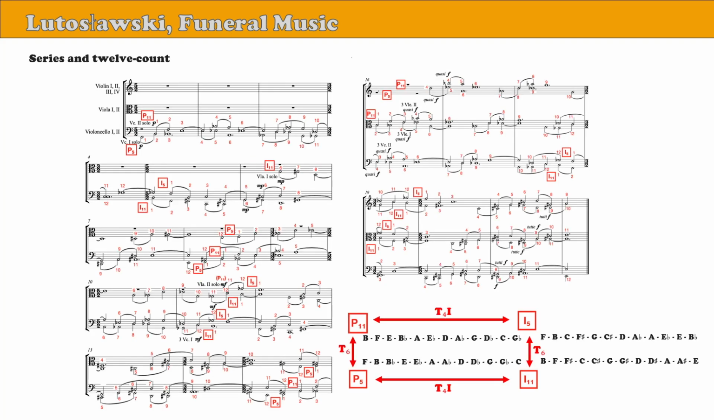Here's the same passage with series forms and 12 count. 4 series forms are in use, P11 and P5, which are related by transposition at the tritone, and I5 and I11, which are also related by transposition at the tritone. Each instrumental line presents series forms melodically and usually in close canonic imitation.